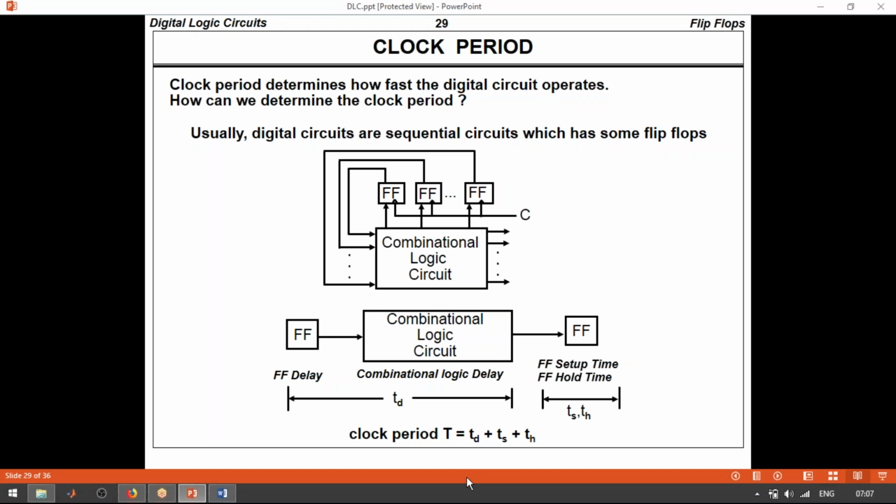Yeah. The equation that you have given, if you take the clock period variable, it equals td plus ts plus th. So if the clock period is less than this, what will happen is I will not get the correct output. Okay. So the proper clock timing is necessary for working of the particular circuit.